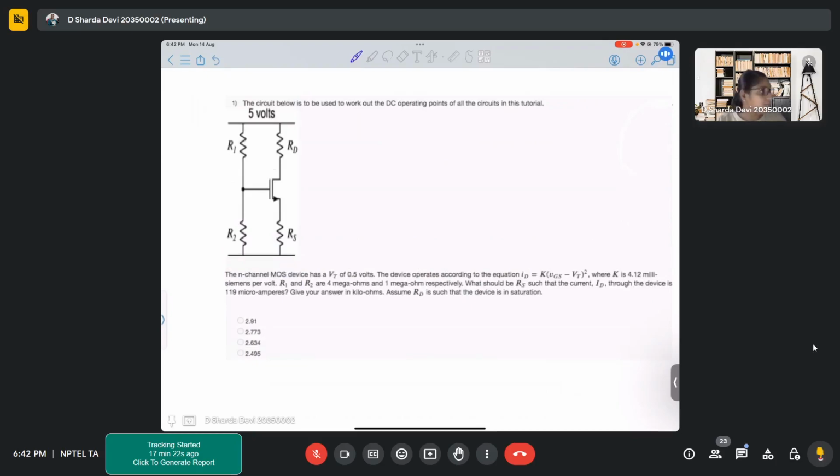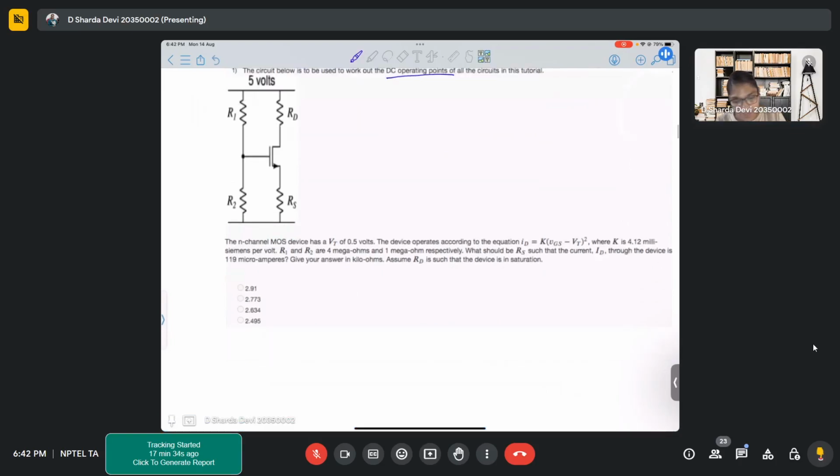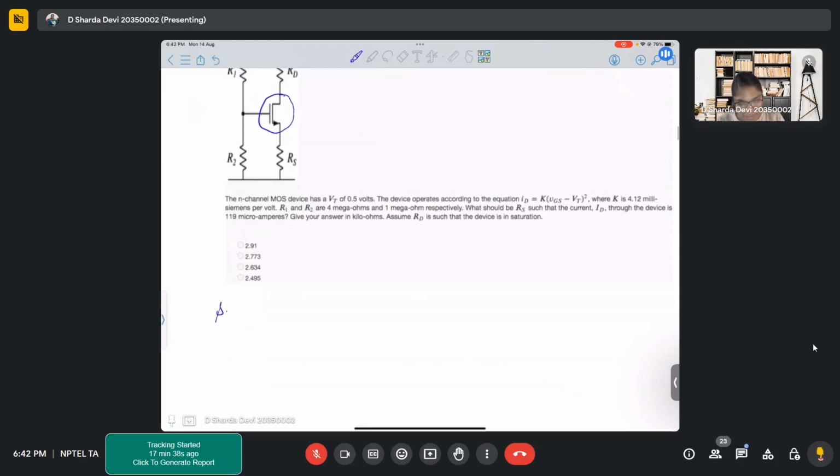In this circuit below, it is mentioned that this is used to work out the DC operating point of the circuit, and it is an N-type MOSFET with a VT of 0.5 volts. The device operates according to ID equals K (VGS minus VT) whole square.